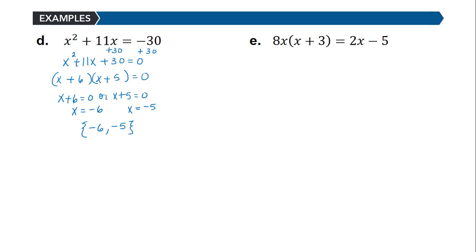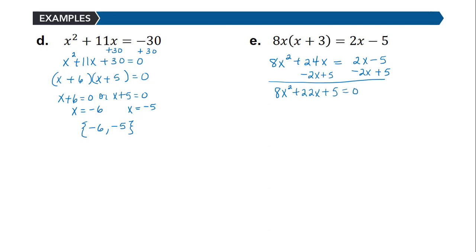Example E, 8x times x plus 3 equals 2x minus 5. We need to undo the multiplication and then get one side equal to 0. We get 8x squared plus 24x after we distribute on the left is equal to 2x minus 5. So to set one side equal to 0, we need to subtract 2x and add 5 to each side. This gives us 8x squared plus 22x plus 5 is equal to 0.